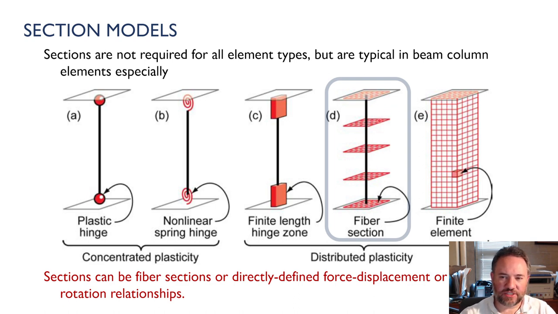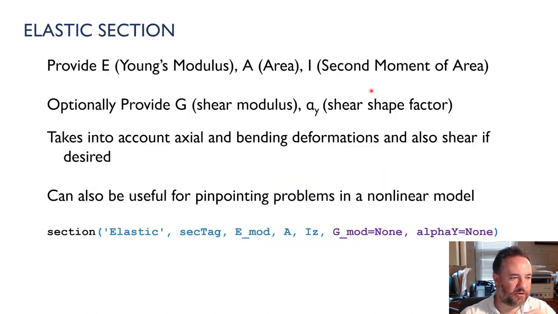Okay, so what kind of sections can we put here? It doesn't have to be a fiber section. I can have multiple different types of sections that I define along the length of my beam. For example, I can just have a regular elastic section, which just means that I provide it with E, A, and I, right? For a beam section, I need the Young's modulus and the area, which gives me the axial stiffness. I also need the I, the second moment area, which gives me the bending stiffness. I can optionally also provide the shear stiffness in terms of the shear modulus and a shape factor.